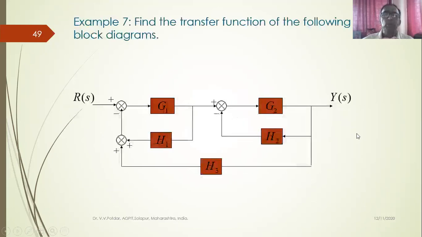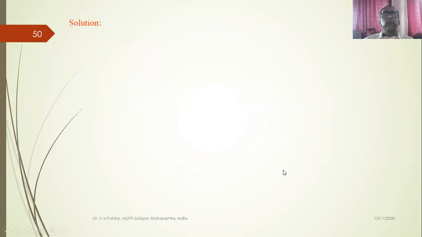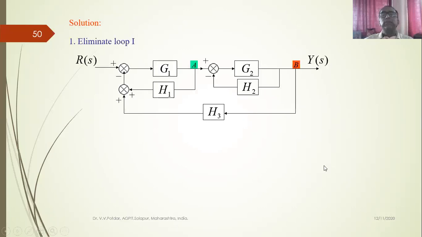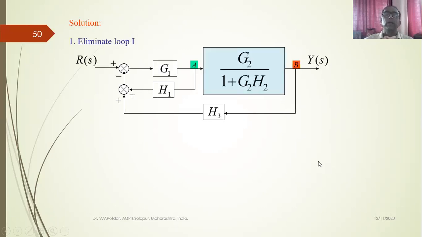You can solve more problems, friends. Okay. This is also a simple problem. This feedback loop can be eliminated, right? These summing points can be merged, right? And then the minor feedback loop can be solved. So refer to these problems. This is combined to get a single block, right?